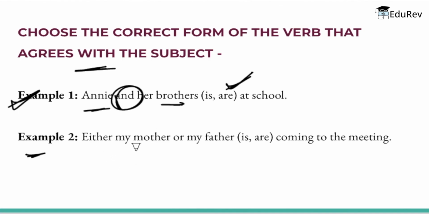Next example states either my mother or my father is or are coming to the meeting. Now, two subjects, that is mother, father, joined by or, and there is either as well. So it has to be what? Singular, that is coming to the meeting.